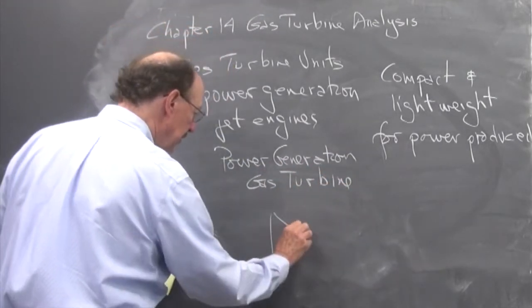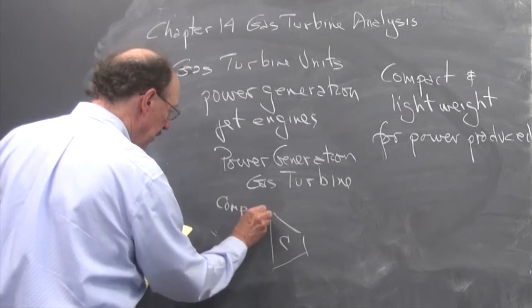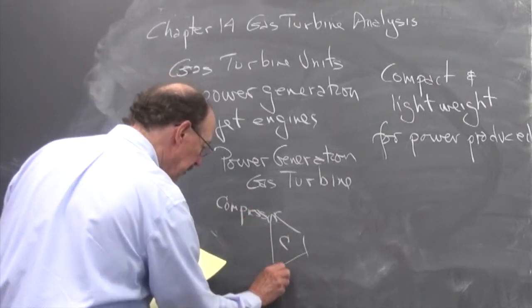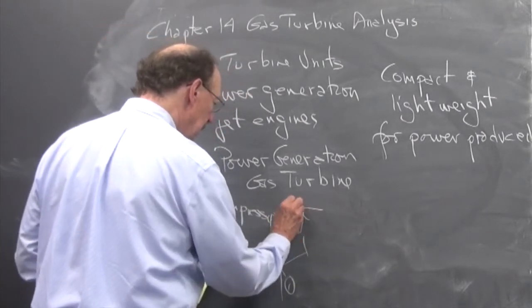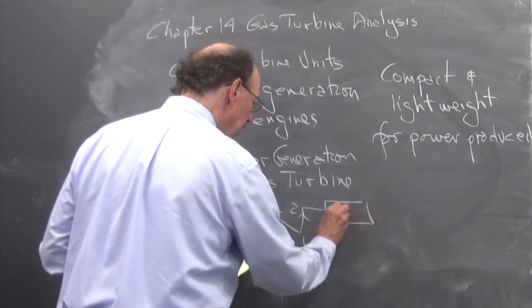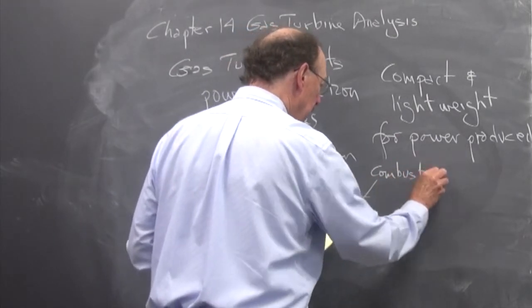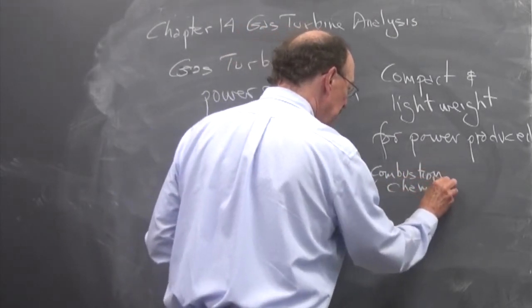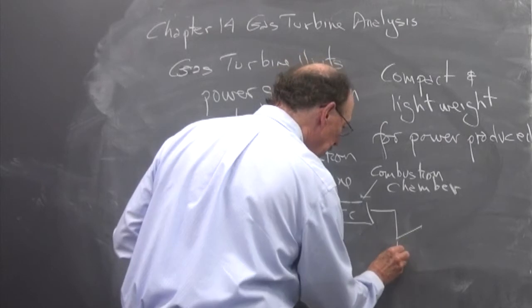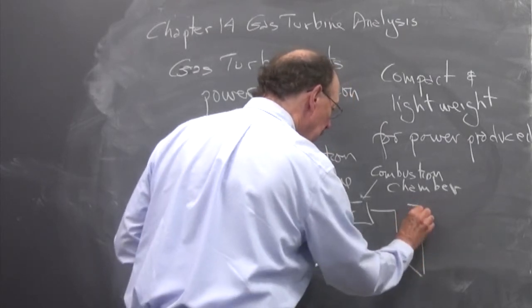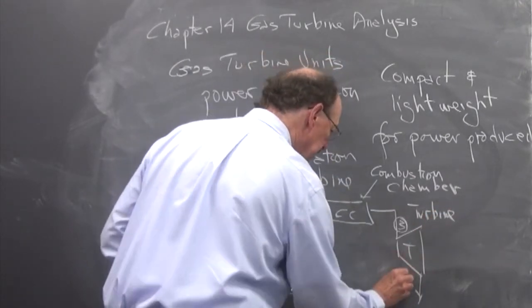You're going to have a compressor. It's going to receive the air, so you'll have your air intake. It gets compressed and goes into a combustion chamber. So we're adding energy to this. It's going to come out of the combustion chamber and go into a turbine. And then it exhausts from the turbine. So state 3 and state 4.